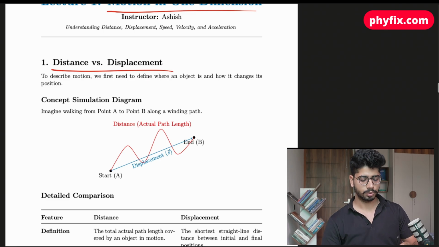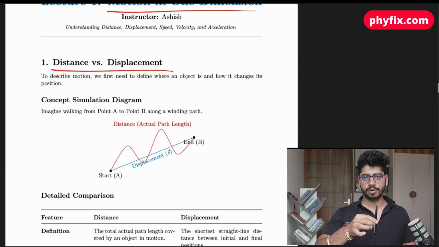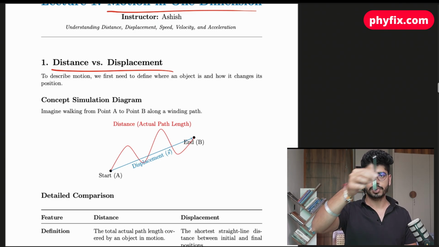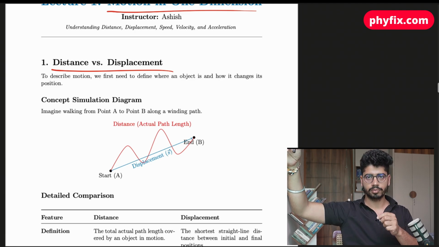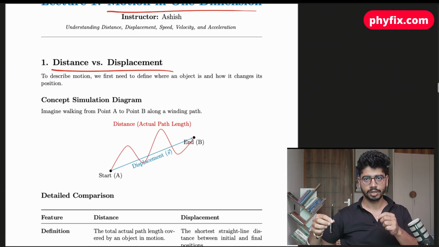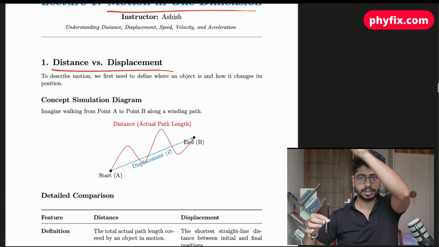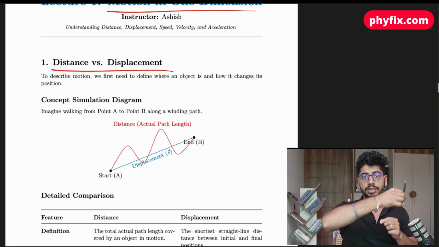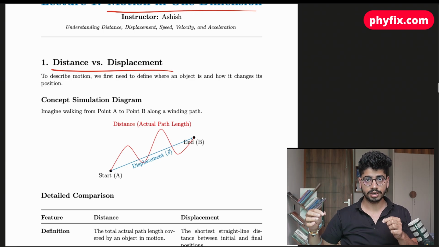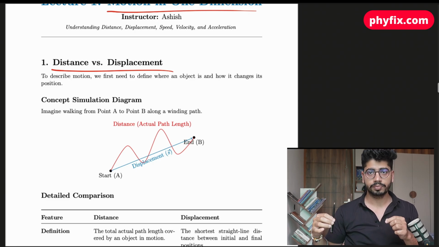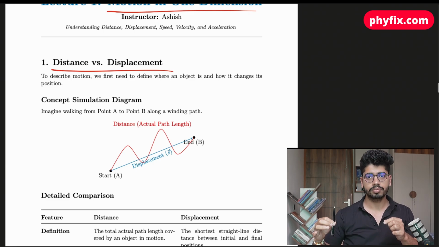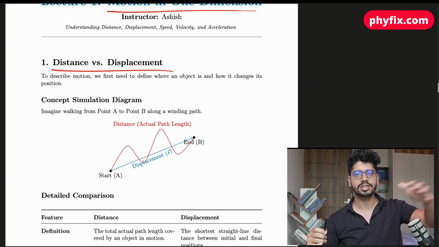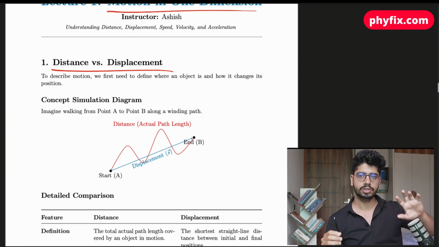Distance is, let's suppose I have this pen and I move it from here to here. I started from here and I bring it here. So the distance is the actual path length that the pen has traveled to reach here. In your car, the odometer measures how much distance the car has traveled. So this is the distance.